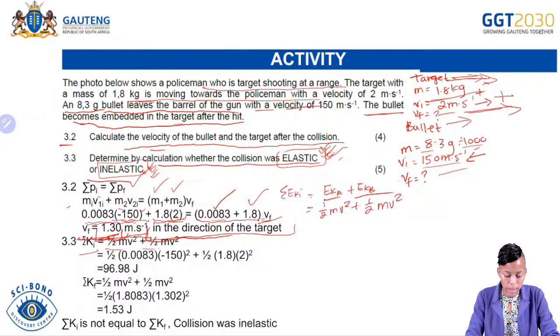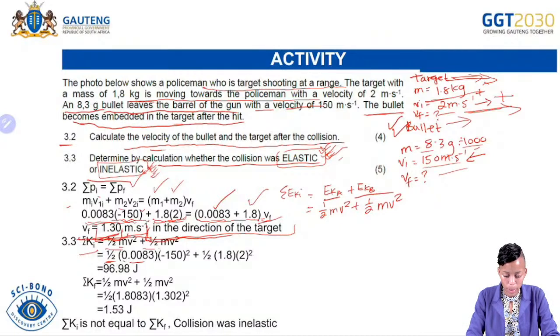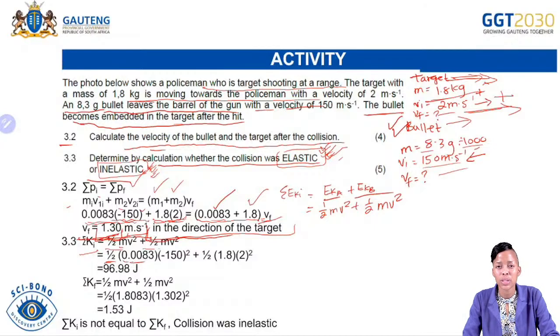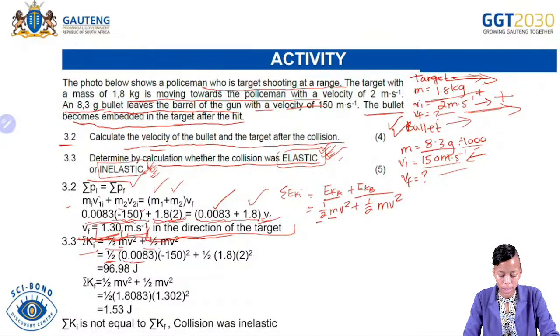Okay, so in this case we are saying half mass. The 0.0083 is our object A. Object A is represented by the bullet. Remember the mass was in grams, so we needed to convert it to kilograms by dividing by 1,000. So we have half of the mass of the bullet, 0.0083, multiplied by the initial velocity.